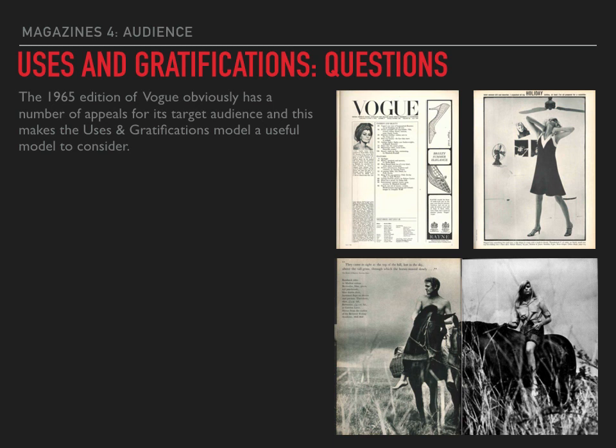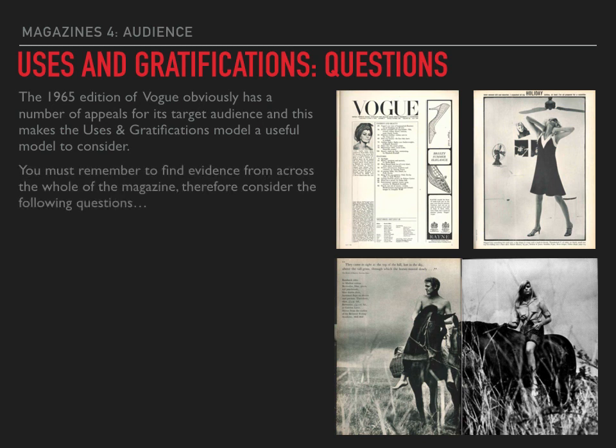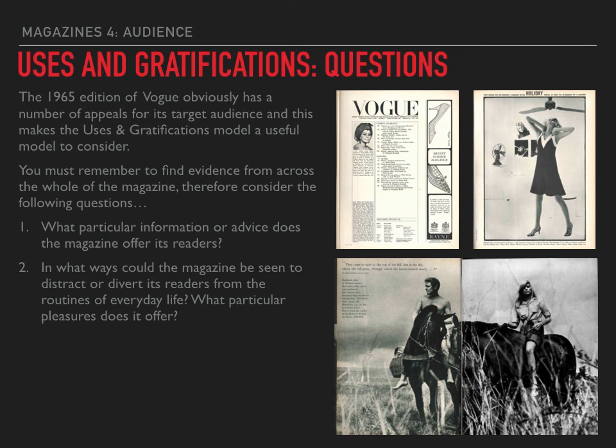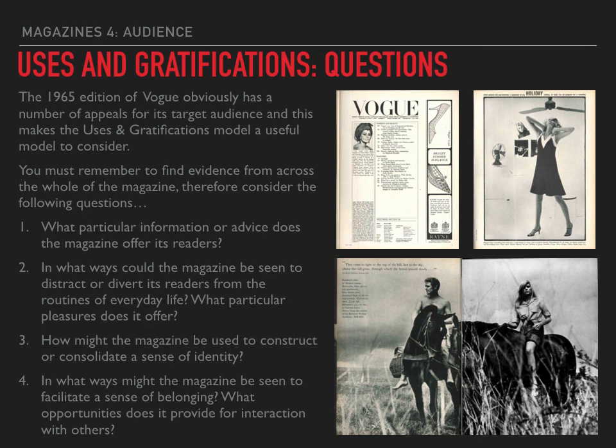Obviously, there is a number of appeals for its target audience, and this makes the uses and gratifications model an important one to consider. Remember to find the evidence from across the whole magazine, and therefore I'd like you to consider the following questions. What particular information or advice does the magazine offer to its readers? Number 2. In what ways could the magazine be seen to distract or divert its readers from the routines of everyday life? What particular pleasures does the magazine offer? Number 3. How might the magazine be used to construct or to consolidate a sense of identity? And then fourthly, in what ways might the magazine be seen to facilitate a sense of belonging? What opportunities does it provide for interaction with others?